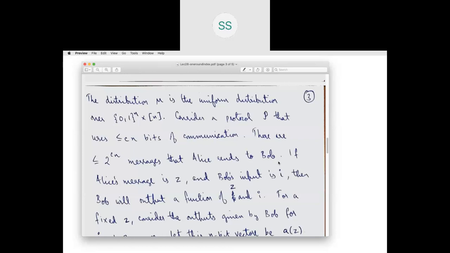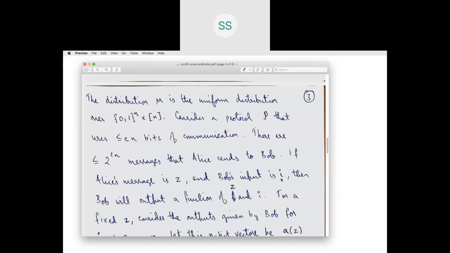Now let's say Alice sent the message Z. Whatever string that Alice sends, we call it Z. And let's say Bob's input is I. The input that was given to Bob was I. Now, when Z is something, for I equal to 1, again, it's a deterministic protocol.